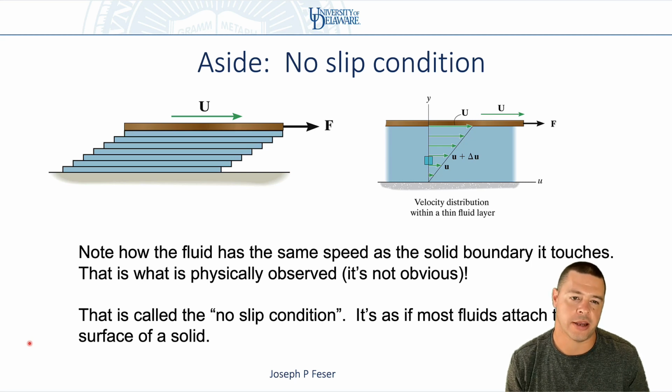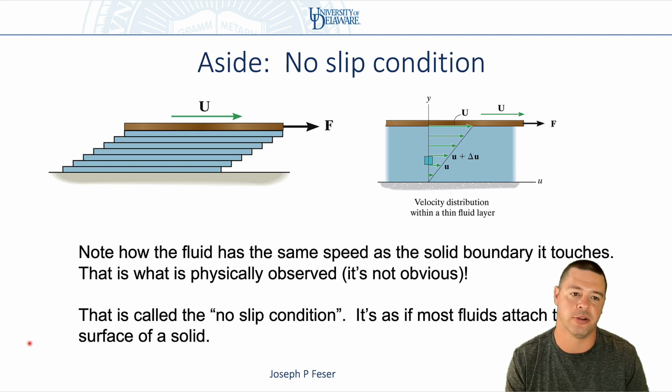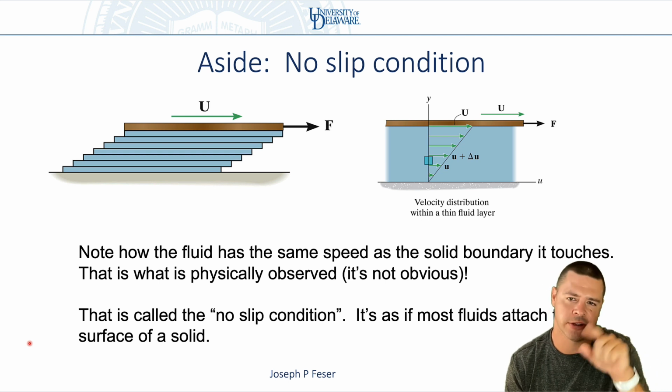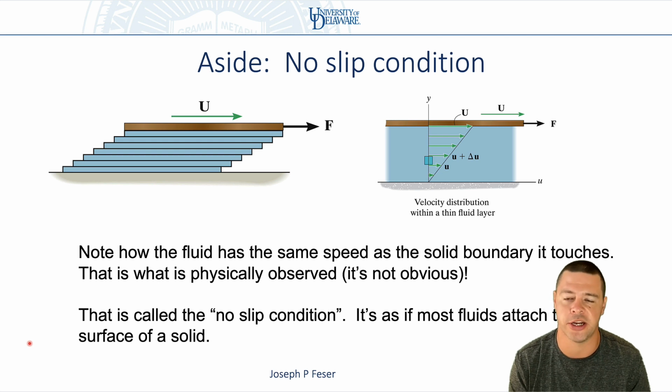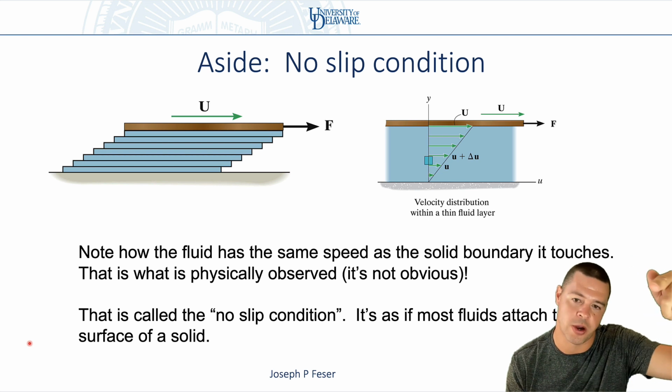Let me just go back and really quickly talk about something that showed up in that discussion that is not at all obvious, which is that the fluid is observed experimentally to have the same speed as both of the solid boundaries that it touches. So in that example that I gave you, I said that the bottom plate is stationary and the top plate moves. And then I drew basically an interpolation of the velocity that goes in between 0 at the bottom and u at the top.